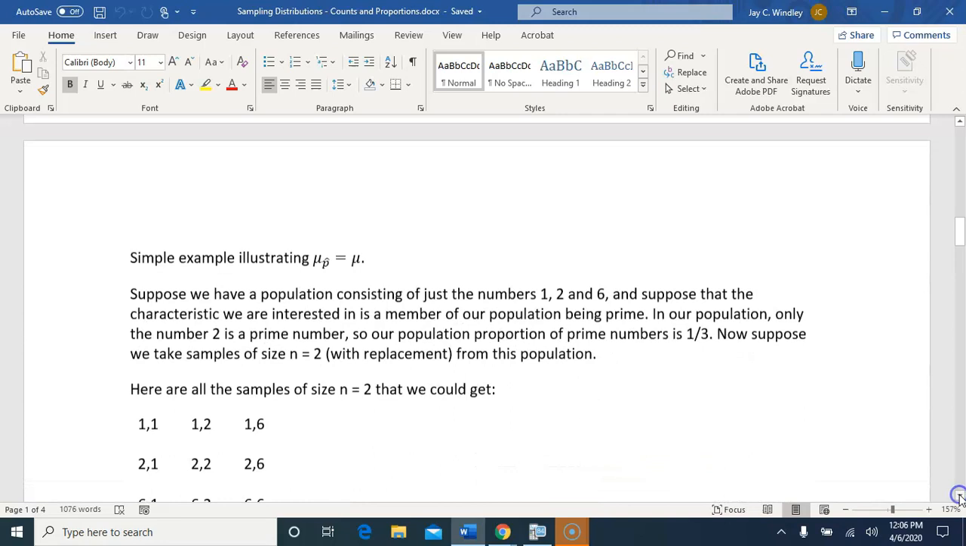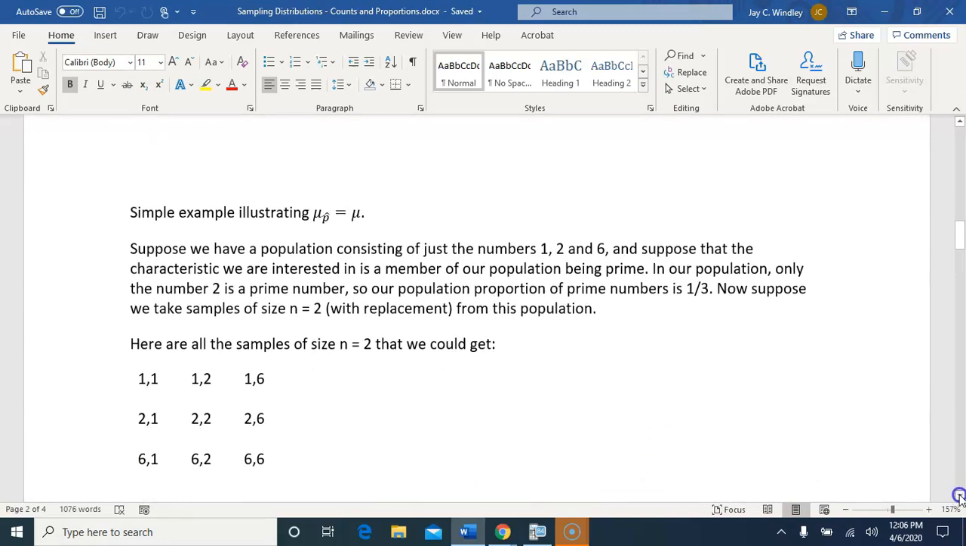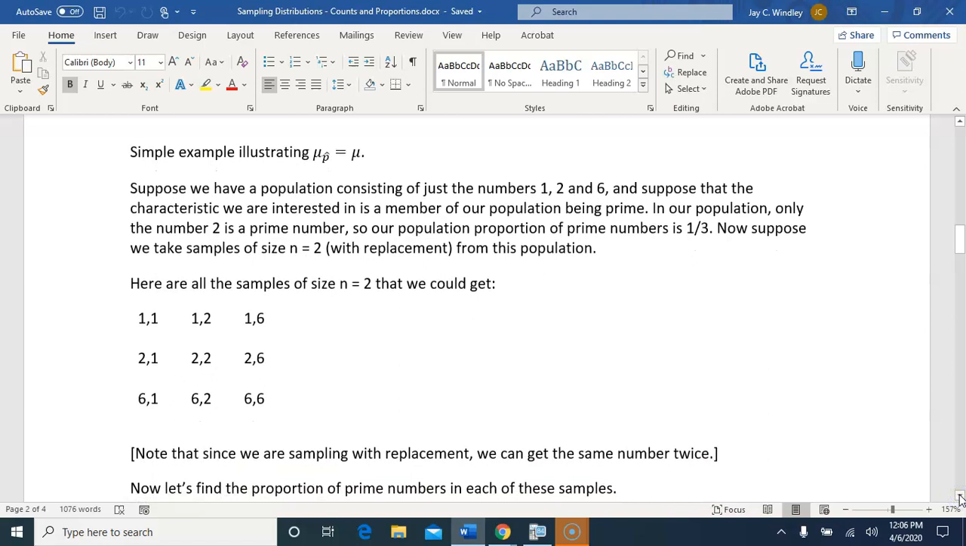So, redoing an example similar to what we did for means. Suppose I have these same three numbers, 1, 2, and 6, but what I'm interested in is what proportion of the population is prime. So only the number 2 is prime, so the proportion of our population that's prime is 1/3. And now let's look at what happens when we take samples of size 2 and we see what proportion of our sample is prime. So once again, these are all the samples of size 2 that we could get if we're sampling with replacement.